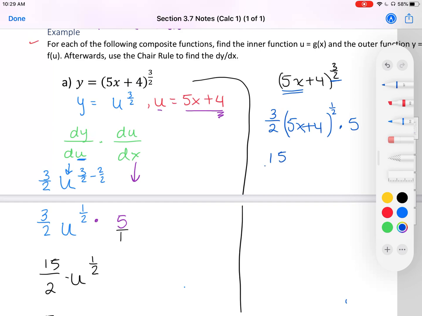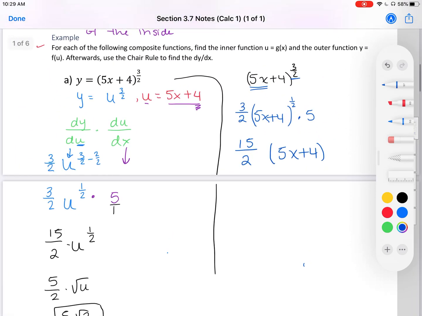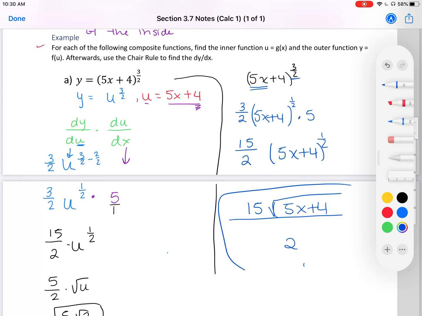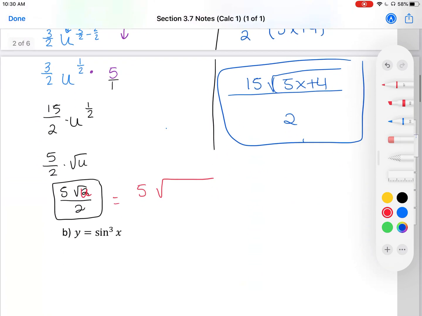So your answer is 15/2 (5x + 4)^(1/2). You see, I even forgot to plug it back in what u is in the other problem. So we have 15 times the square root of 5x plus 4 over 2. That is our answer. And you see we have a mistake here. That was a u, and we need to replace u back. So I have 5 square root, and we said u was 5x plus 4, all over 2.